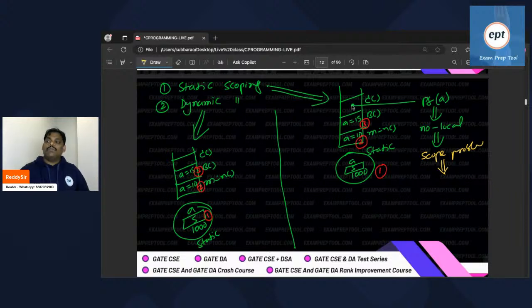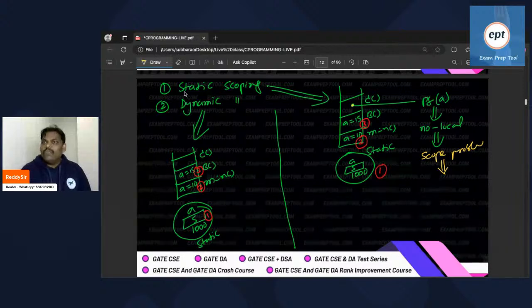Remember everyone, according to static scoping, what static scoping is saying, the name itself says static scoping, right? So if you say to the compiler, according to my programming language, understand this one.